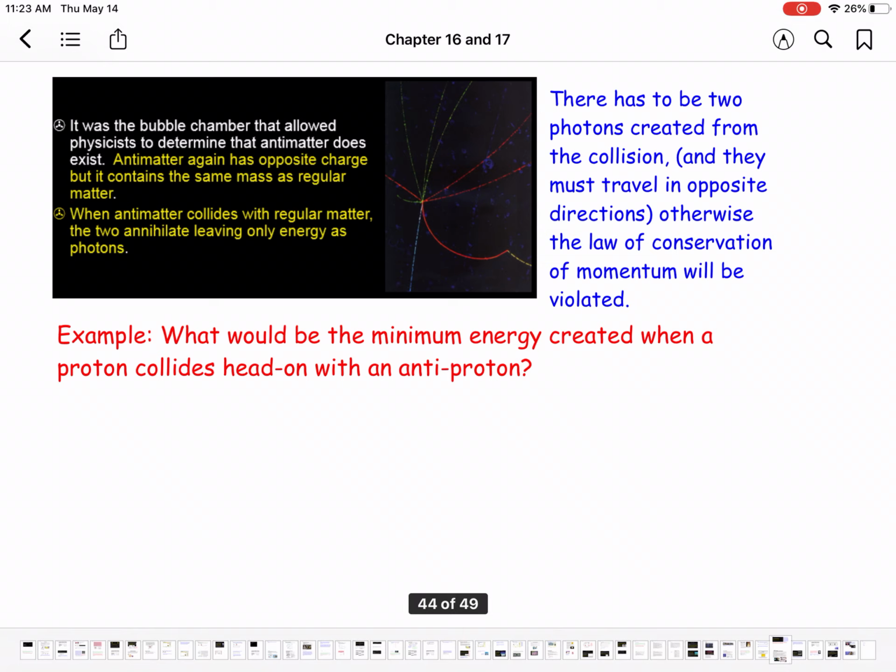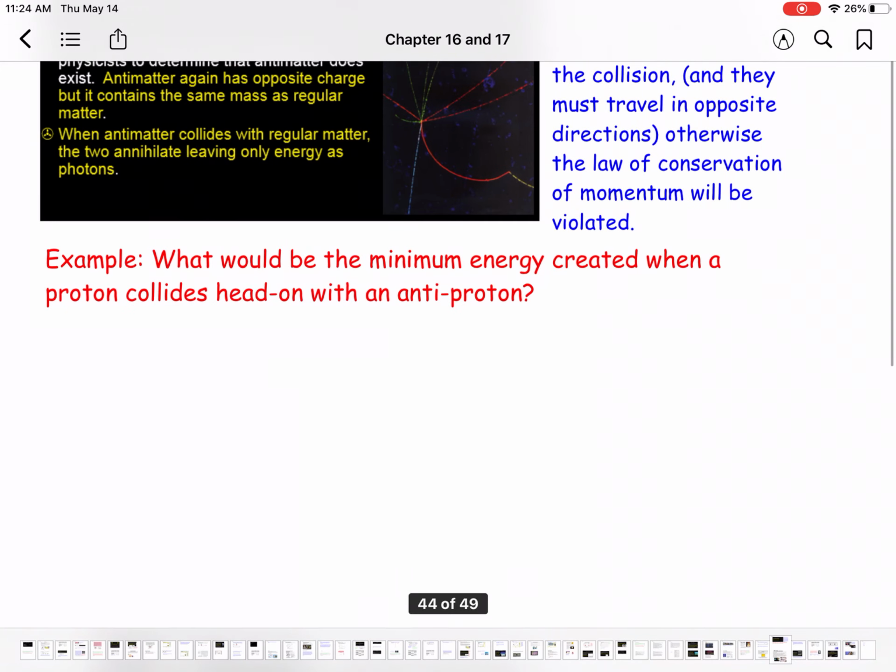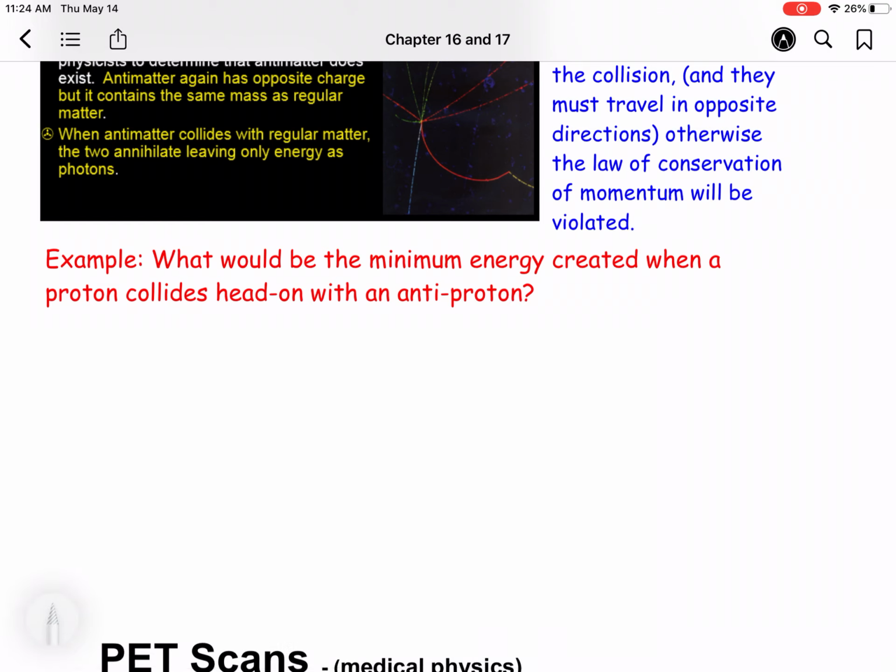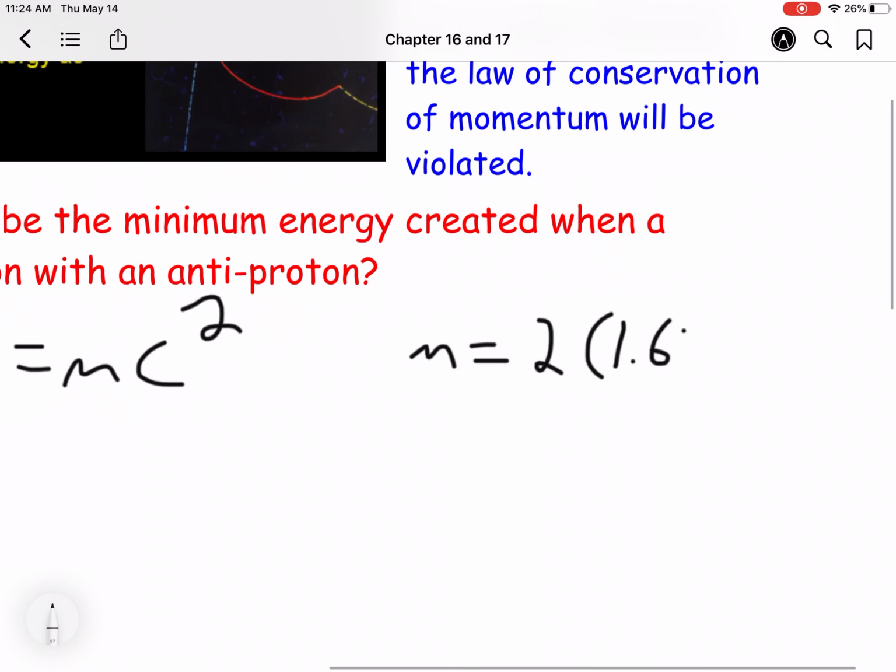So what is the minimum energy created when a proton collides head-on with an antiproton? So the minimum energy, right? We're looking for energy. So that's E equals mc squared, right? And since we have a proton and an antiproton, m is 2 times the mass of a proton, right? The mass of a proton being 1.67 times 10 to the negative 27.